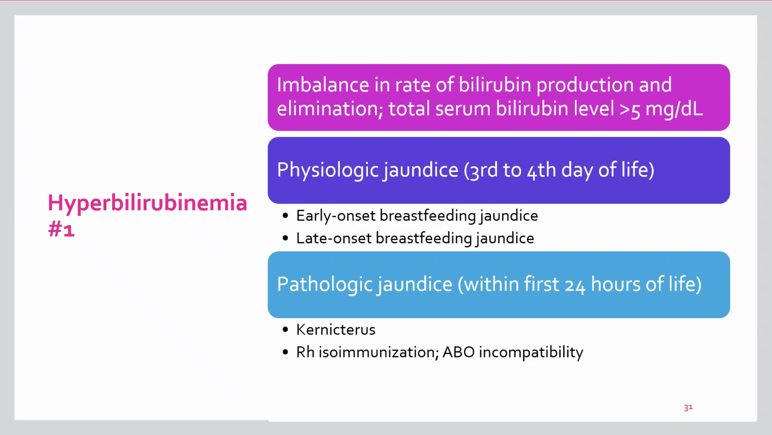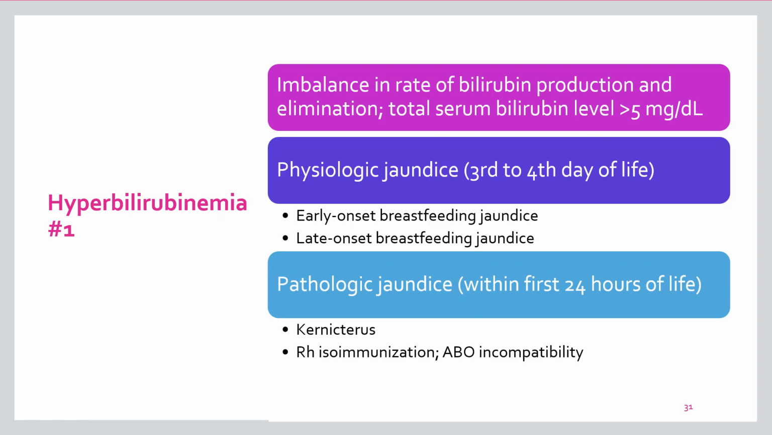Hyperbilirubinemia is an imbalance in the rate of bilirubin production and elimination. Total serum bilirubin level is more than 5 mg per deciliter. I talked about this a little bit in the class. This can be physiological jaundice, which usually develops on the third or fourth day of life.